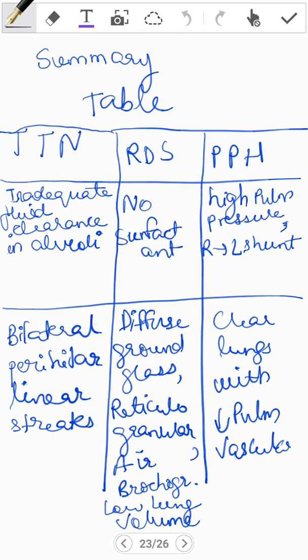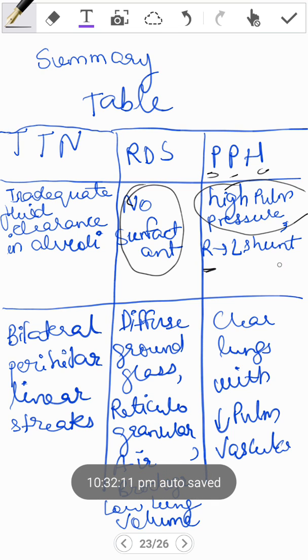And this is a summary table of all the things that we have discussed. This is transient tachypnea of newborn, which is due to inadequate fluid clearance in the alveoli. This is RDS, in which we have no surfactant, and persistent pulmonary hypertension is because you have high pulmonary pressure, which will lead to shunting of blood from the right side to the left side.